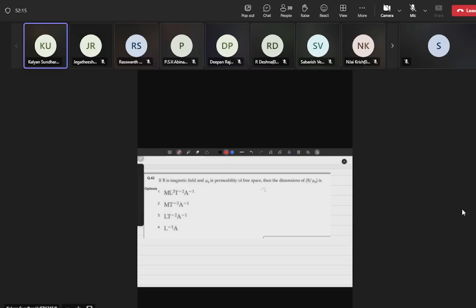What is the magnetic field inside a solenoid? B will be equal to... Didn't you study the formula? Actually, the formula inside a solenoid is mu naught n into I, where n is the number of turns per unit length. So this is actually an equation. From this, they are asking the ratio of B by mu naught. So B by mu naught, I is the current.